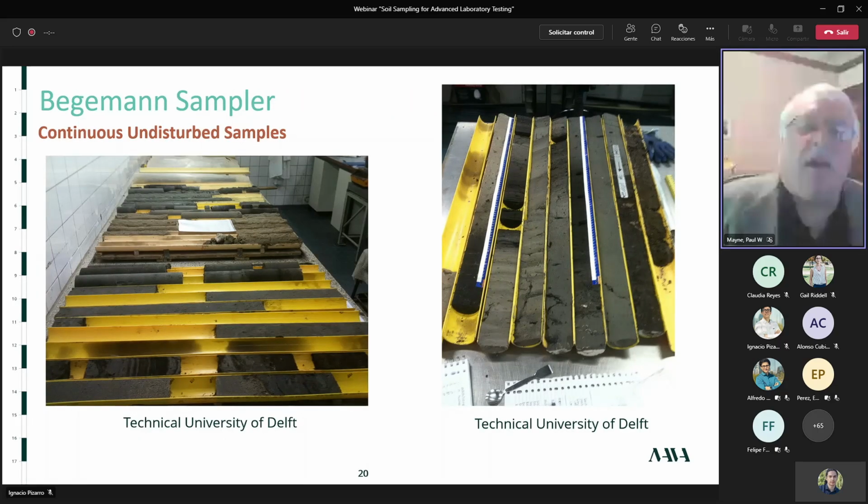If you do need to get continuous undisturbed samples, a very popular method in Holland, in the Netherlands, is the Begemann sampler. So here, these are continuous samples. Some of the specimens have been removed for testing already, but you can follow along centimeter by centimeter all the way down the boring to see all of the soil. And I'm not aware that this is used in North America, but it seems like this would be a good device to bring over to South, Central, and North America for use here. Next.